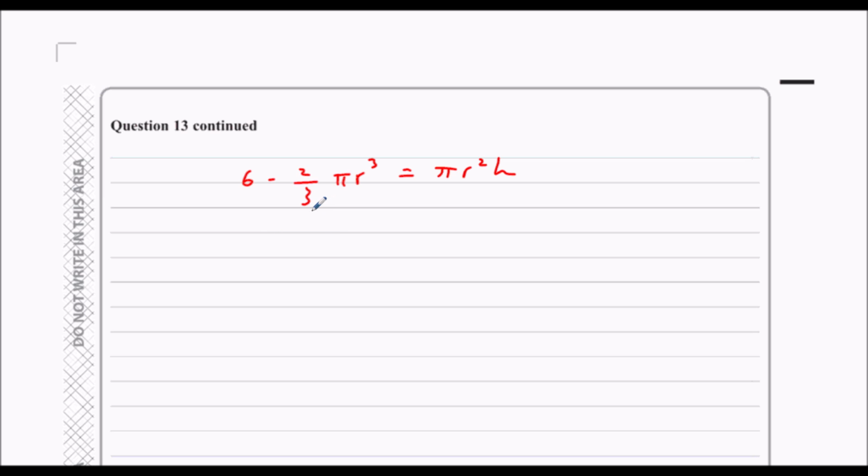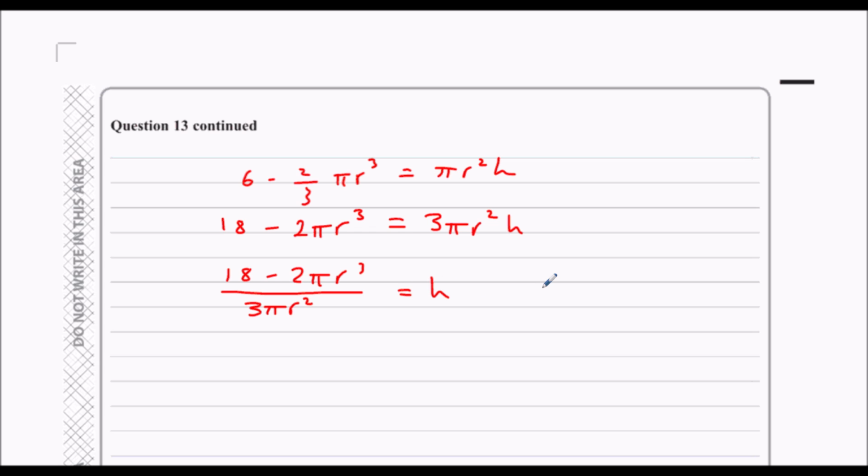But then to get h by itself, we're dividing by pi r squared. Should I get rid of this fraction first? I'm going to get rid of the fraction first. So I'm going to multiply each term here by 3. So 18 minus 2 pi r cubed equals 3 pi r squared h. Now I'm going to divide both sides by 3 pi r squared to get h by itself.